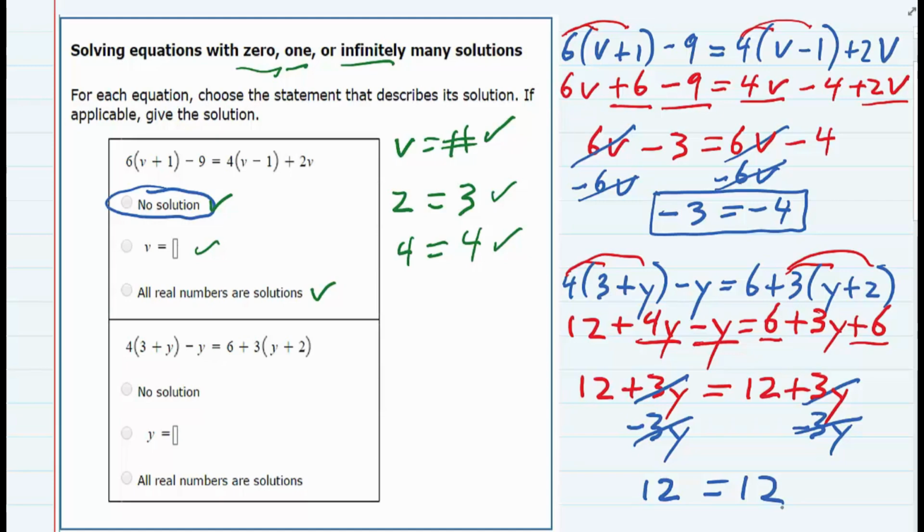So our solution is not 12. We did not get y equals 12. Our solution became 12 equals 12, which is always true. So that means we have infinitely many solutions to this equation, and all real numbers are our solutions here.